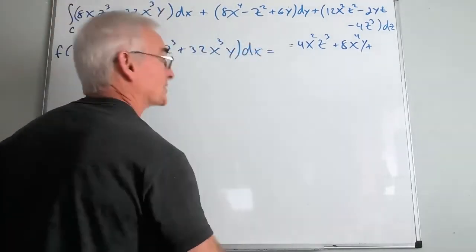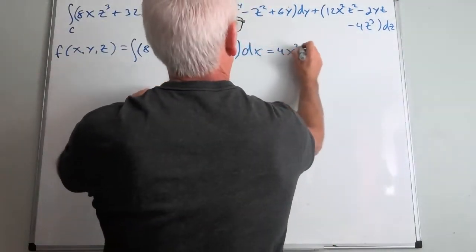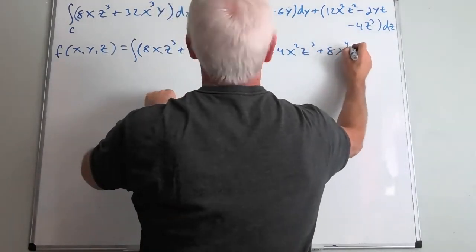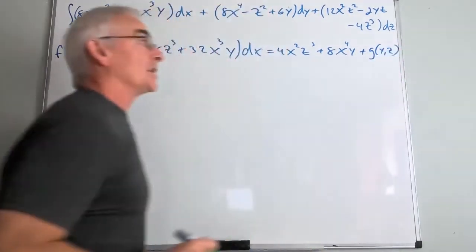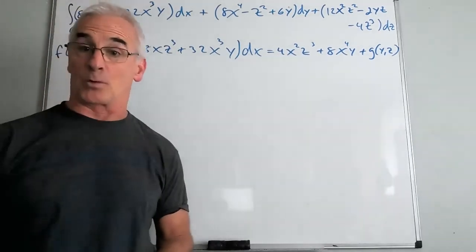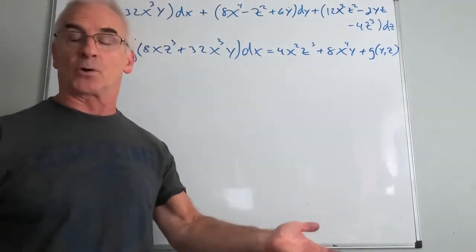I'm going to make this a little bit smaller so I can fit it in easier. Sorry. Okay, so that was 4x squared z cubed plus 8x to the fourth y plus g of y comma z. Because if the remaining term or terms had y's, z's, or both, then any derivative with respect to x would have yielded a 0, as we know.